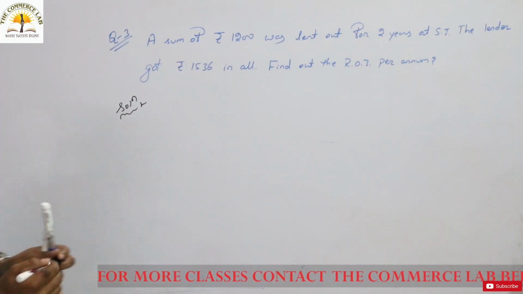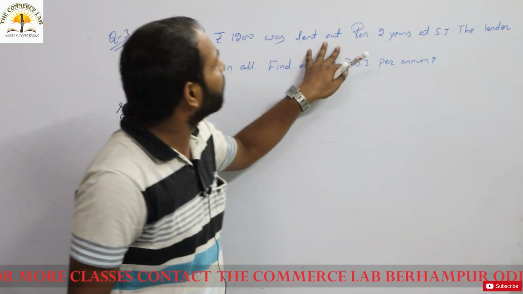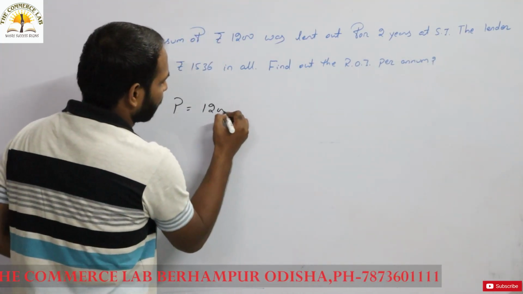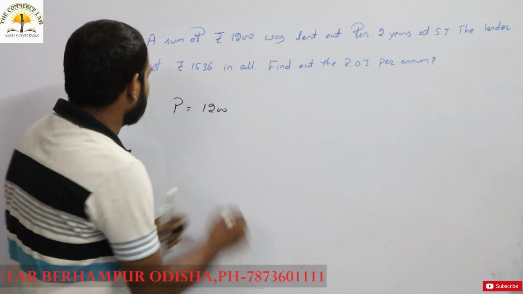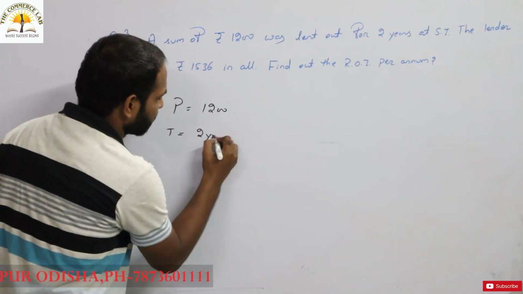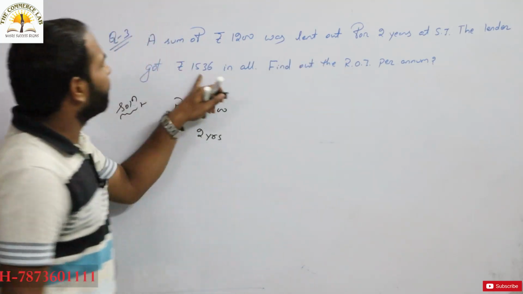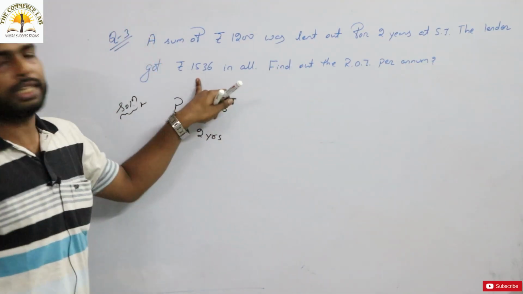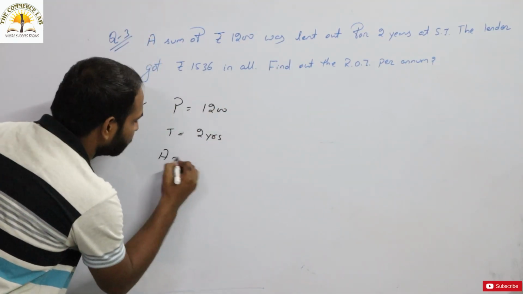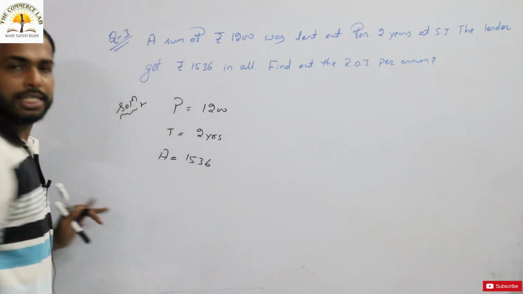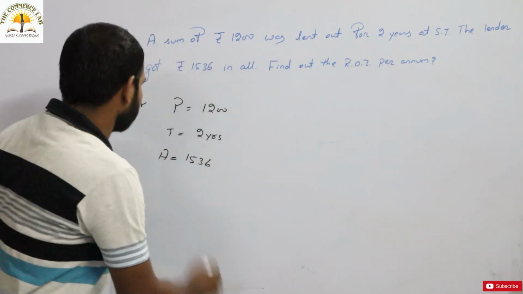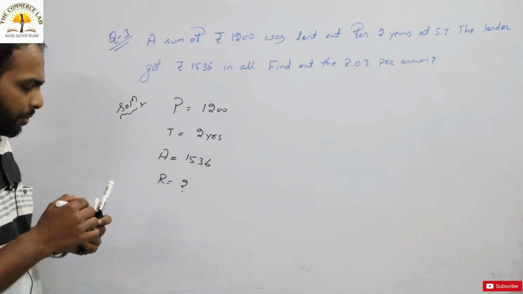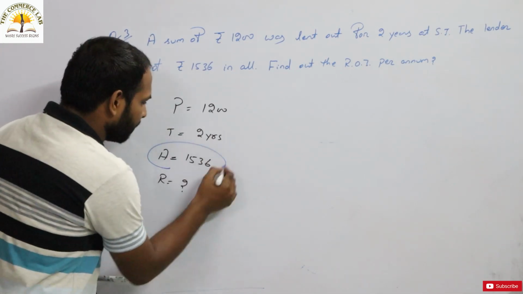So what is given? A sum of 1,200 rupees was lent out for 2 years at simple rate of interest. So here principal equal to 1,200 rupees, time period equal to 2 years. The lender got 1,536 rupees in all. That means A equal to 1,536. Then find out the rate of interest per annum. That means we have to find out R.